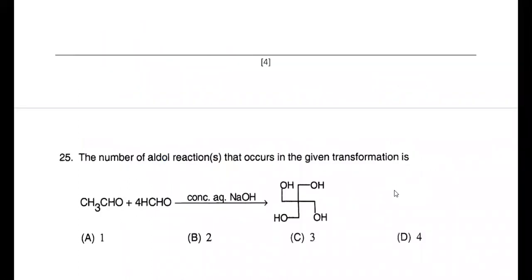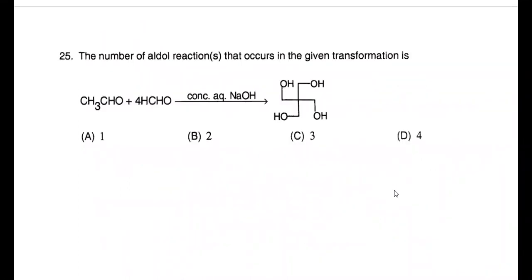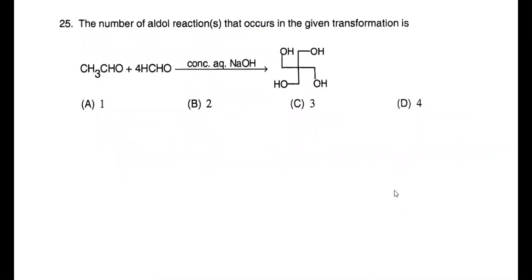Then the next question is: given the number of aldol reactions that occur to give the transformation CH3CHO plus 4 moles of HCHO with concentrated aqueous NaOH. So you may see that till the time alpha hydrogen is present, it will undergo aldol condensation, and after that it can undergo Cannizzaro reaction to reach the final answer. So just check the reaction first.